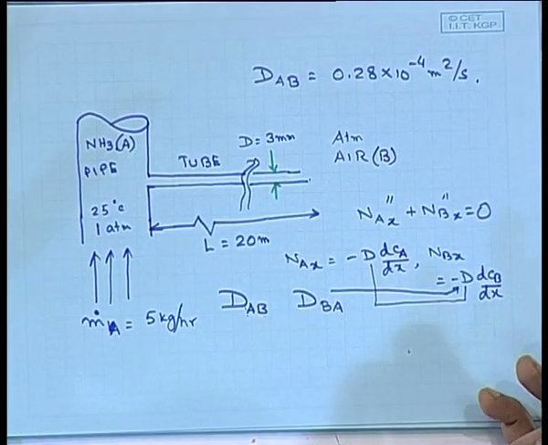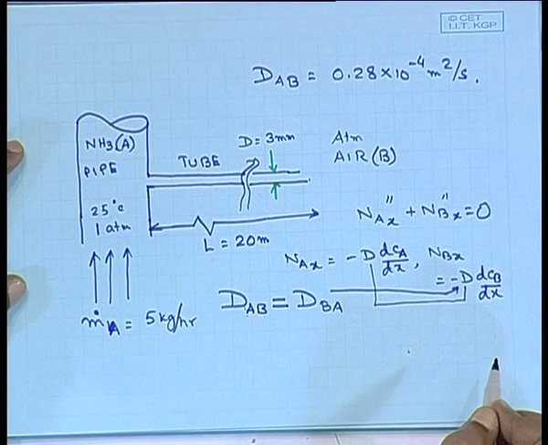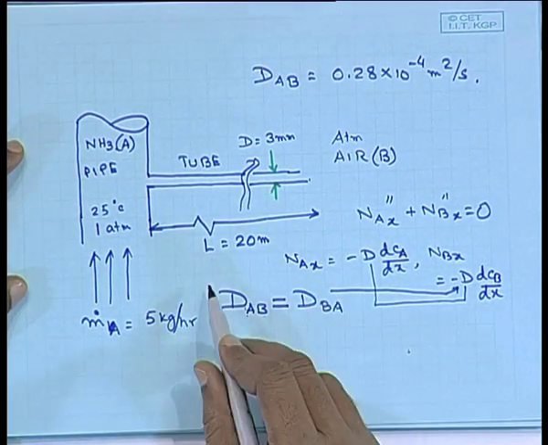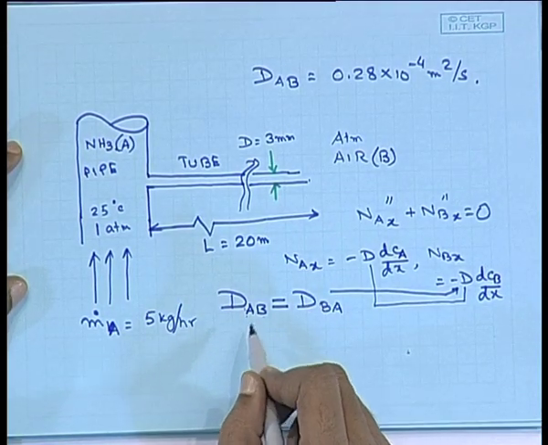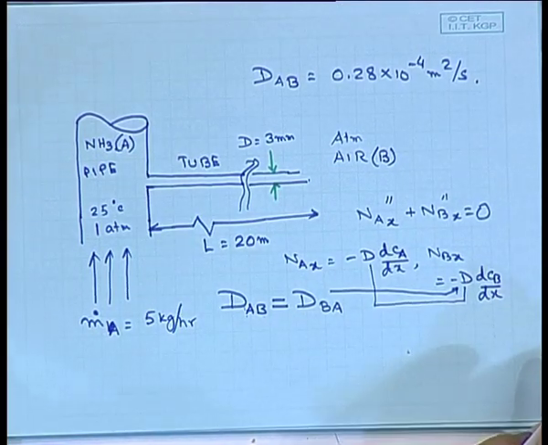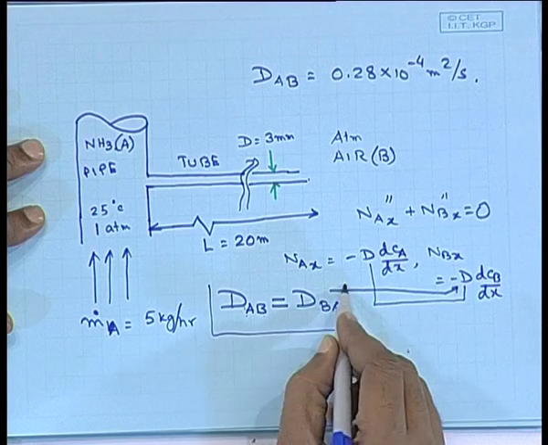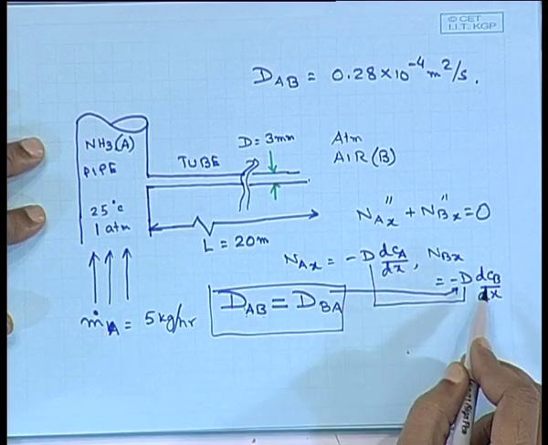Obviously, I cannot use. Essentially what I am saying is these two are equal. I am leaving this as an exercise for you to prove that DAB would always be equal to DBA. So, if you have air in ammonia or ammonia in air, the diffusion coefficient of the one in the other would be the same. You should be able to prove it. All right. So, one D would be sufficient in this case.